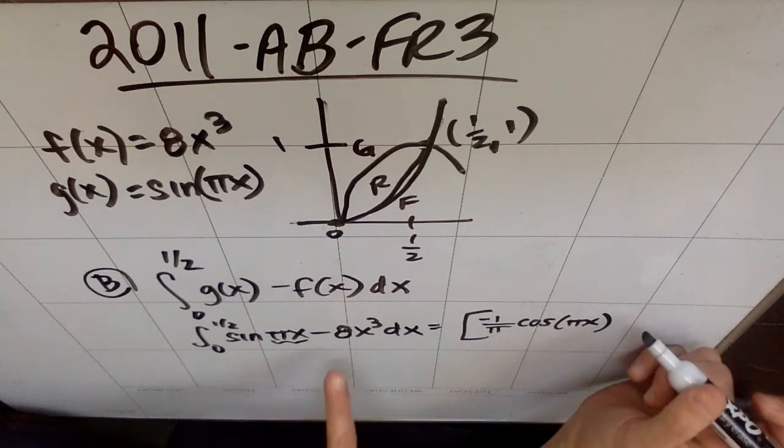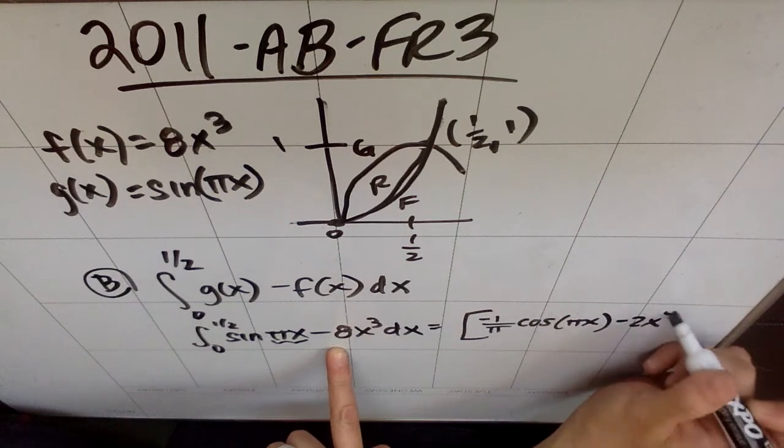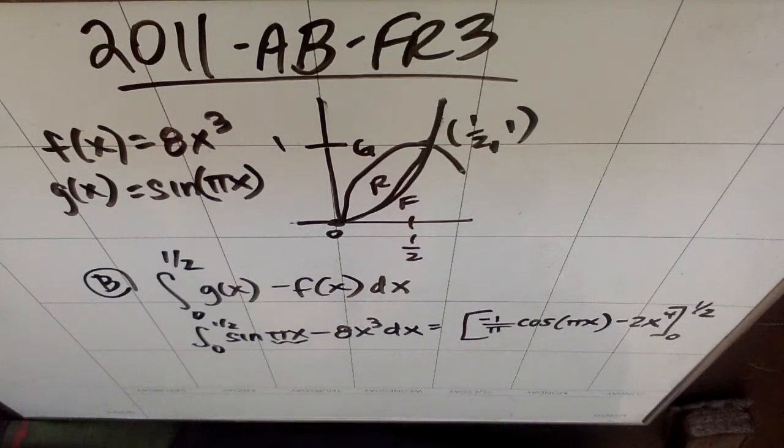And then when I integrate this, I'm going to up the power by 1 to 4 and divide by the new power. So I'm going to get minus 2x to the 4th, and I'm going to evaluate from 0 to 1/2.